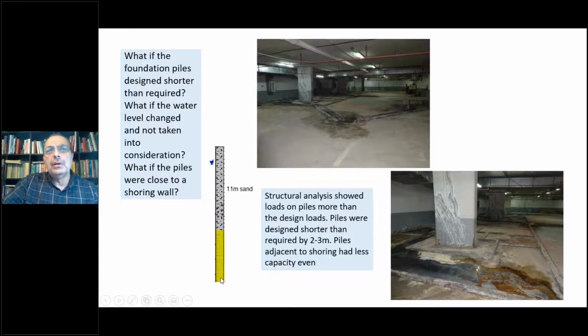This is the soil column. You have 11 meters of sand, and very weak, very, very loose sand at the bottom part. Then very weak rocks of sandstone. The shoring was extended up to within the rock part, and the nearby piles were very close to the shoring, and they don't have enough length below the shoring.